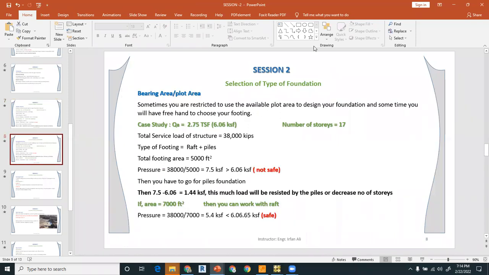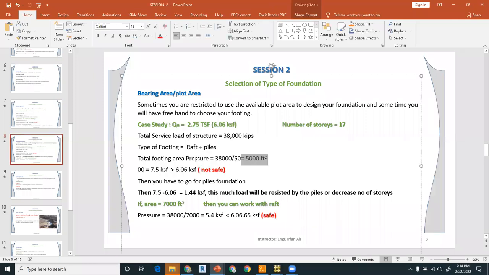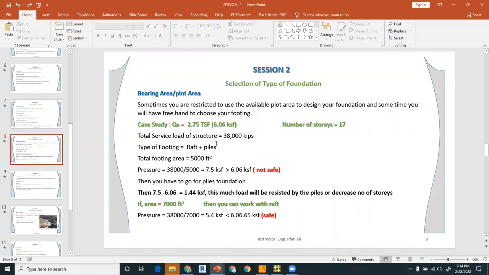So now if the available area for the raft is more than what you have assumed in your calculation, you have assumed 70,000, 5,000, and you can increase the area for the raft. So then you do not have to go for the piles. What does it mean, right?